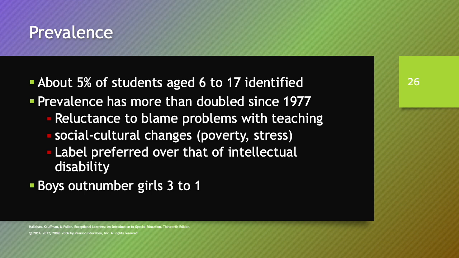Why has there been such an increase? Well, there's a reluctance to blame problems with teaching. We try to look away from the teaching that's happening within the classroom and focus on the student. There are social and cultural changes such as poverty and stress, and also society prefers the label of a learning disability over an intellectual disability. Boys tend to outnumber girls 3 to 1 in terms of having a learning disability.